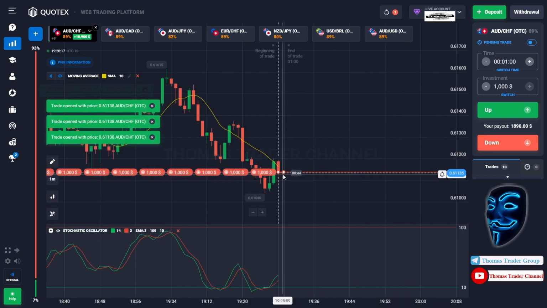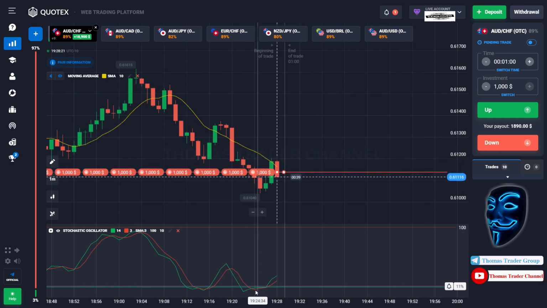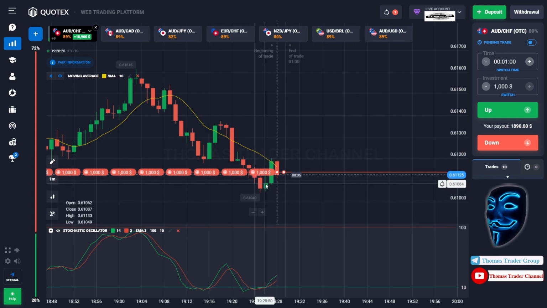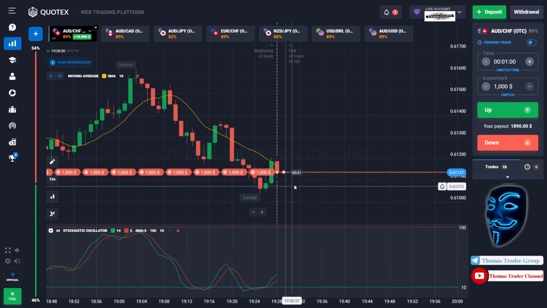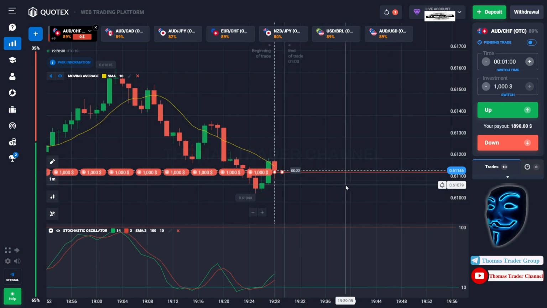As you can see, the market is going bearish and the market has already touched the oversold area. When the market touches the oversold area, it will make a rebound and it will make a correction to the moving average line before it continues the bearish trend. And as you can see over here, the market has already touched the moving average line. When the market touches the moving average line, it will make a rebound and it will continue the bearish trend. Let's prove it and let's wait till the end of our trade.